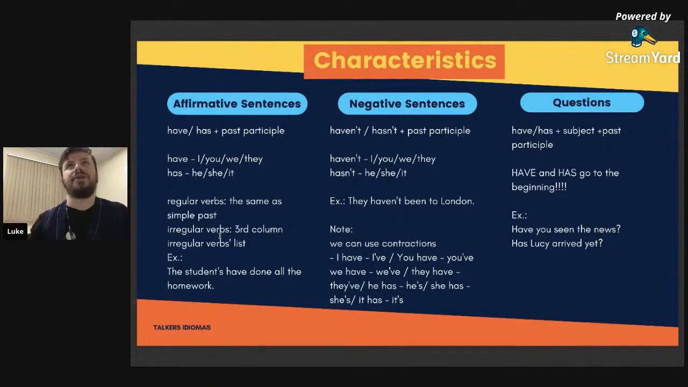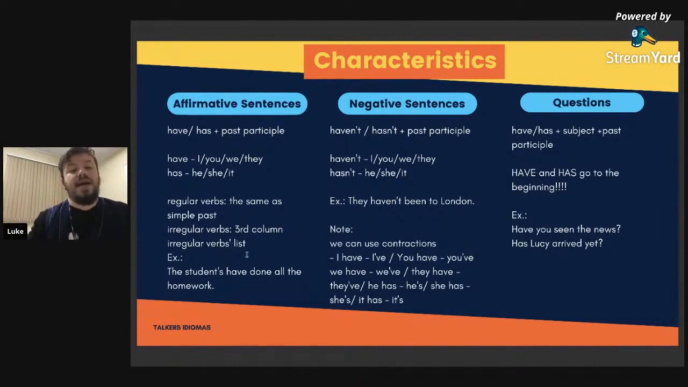Let's get a verb here. For example, the verb take. Take is the base form, and then we have took for the simple past, and the past participle is taken. So we have to get this third column here, okay?